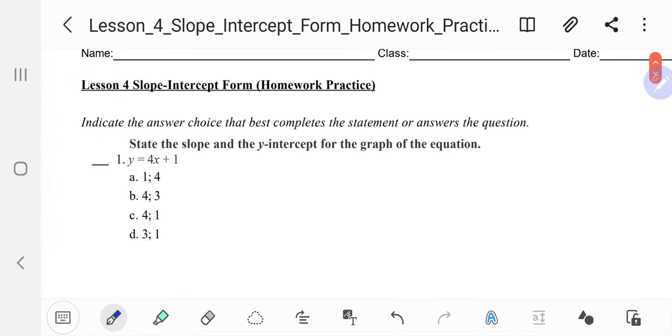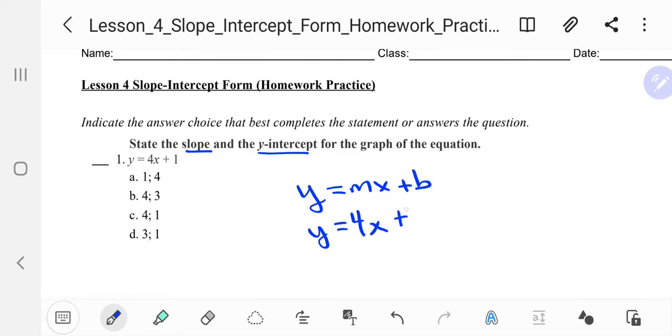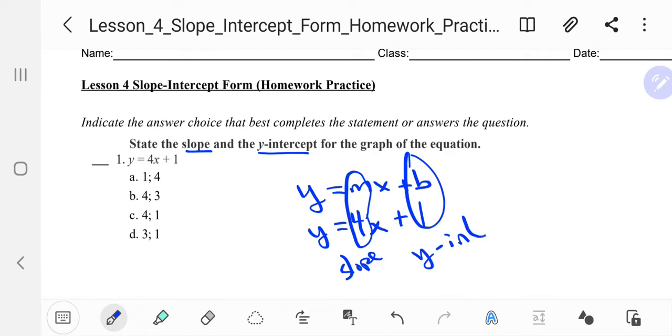All right, let's go. State the slope and the y-intercept. Well, y equals mx plus b, and so we have y equals 4x plus 1. Well, 4 is our slope, and 1 is our y-intercept. All right, so that would be slope then y-intercept, so that's going to be 4 and 1.